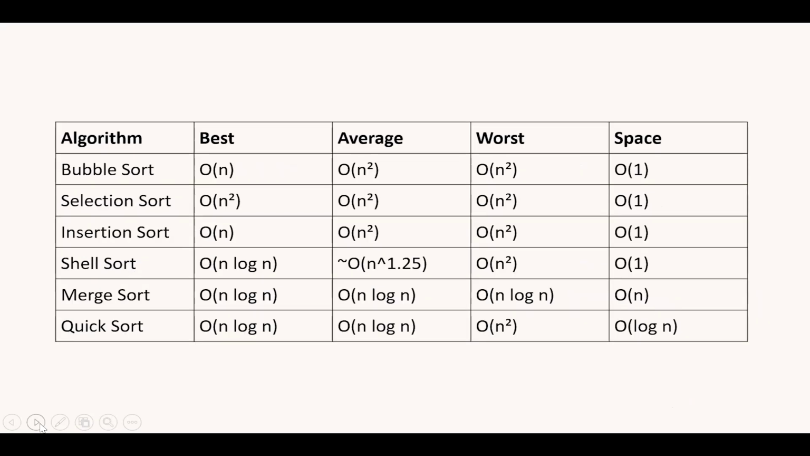Also, this is another table where I have summarized the best, average, and worst cases of all these six algorithms. I have also mentioned the space complexity. Space complexity is nothing but the space used by that particular algorithm. As you can see, it is constant for bubble sort, selection sort, insertion sort, and shell sort. For merge sort, it depends on n, so it is order of n, and for quicksort, it is order of log n. So this is the best space complexity compared to the other algorithms.